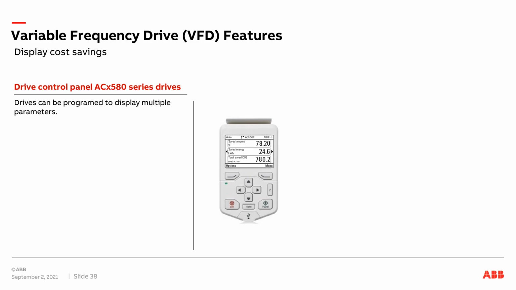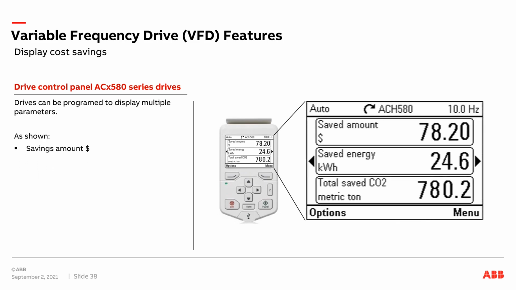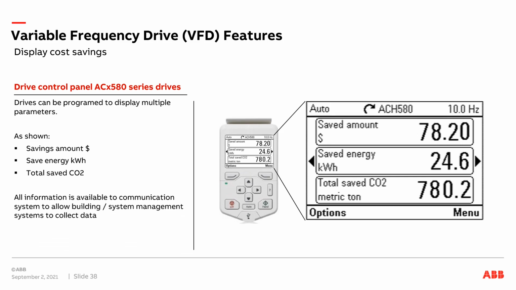Drives can be programmed to display multiple parameters. As shown here, we have the savings amount in dollars on the first line, the savings in kilowatt hours on the second line, and the total savings of CO2. All information is available to communication systems, allowing the building management system to collect all this data.